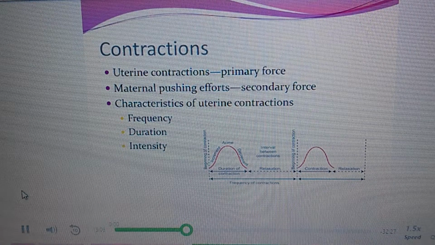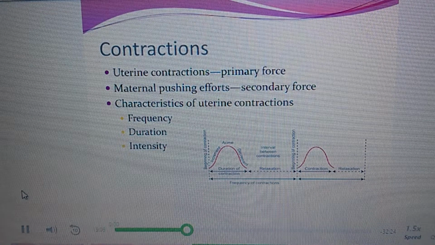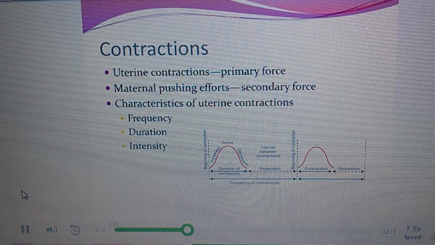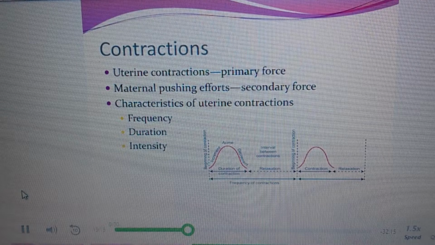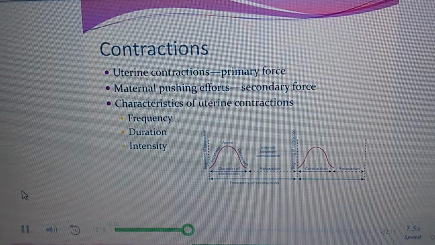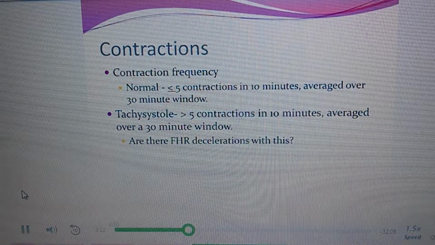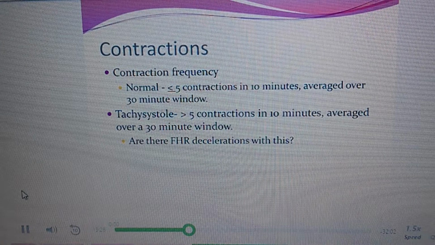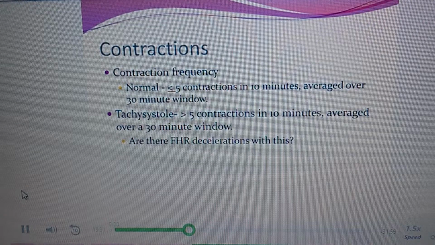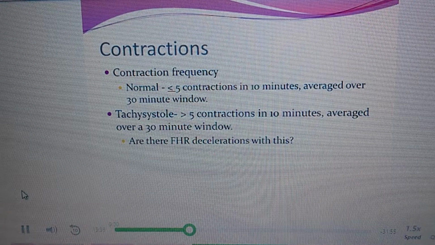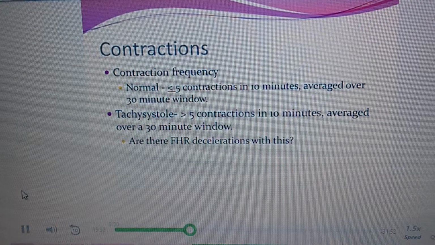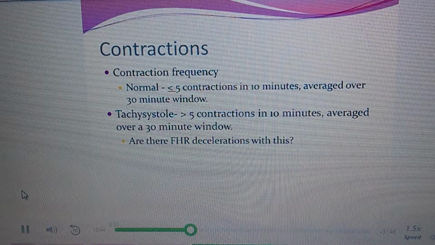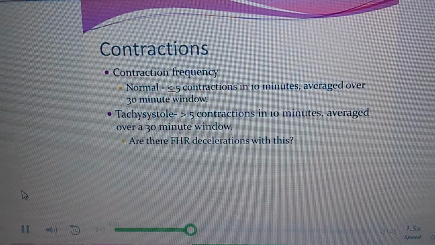How often they are coming is the frequency, how long they are lasting is the duration, and how strong they are is the intensity. So we're going to look at that and measure that every time we look at a fetal heart rate strip. If you have a contraction pattern with 5 or less contractions in a 10-minute window, an average over 30 minutes, that's good. If you have more than 5 contractions in a 10-minute window, you're looking at a tachysystole pattern, which means you're having too many contractions over a 30-minute window.